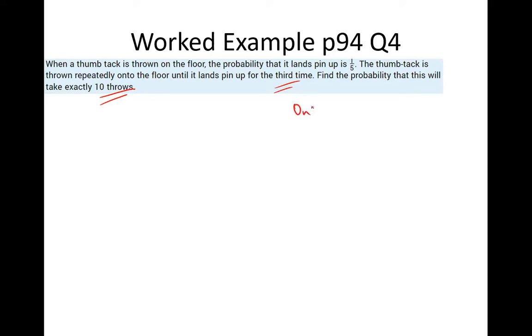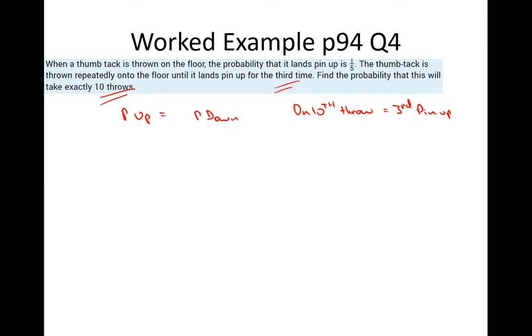So on the 10th throw, what do I want? I want the 3rd pin up. Okay, now first of all, we've already established this is a Bernoulli trial. There are only 2 outcomes. There is a pin up and there is a pin down.